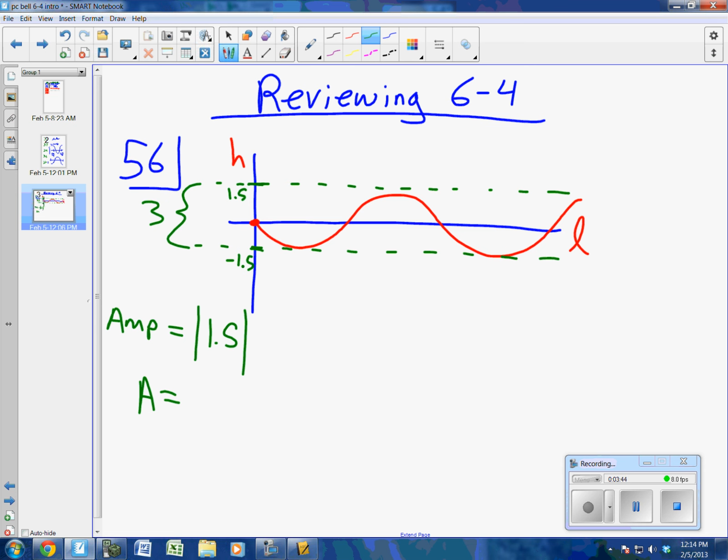But what is the value of A? Which way does it head first? It's heading down, so it's a negative 1.5.